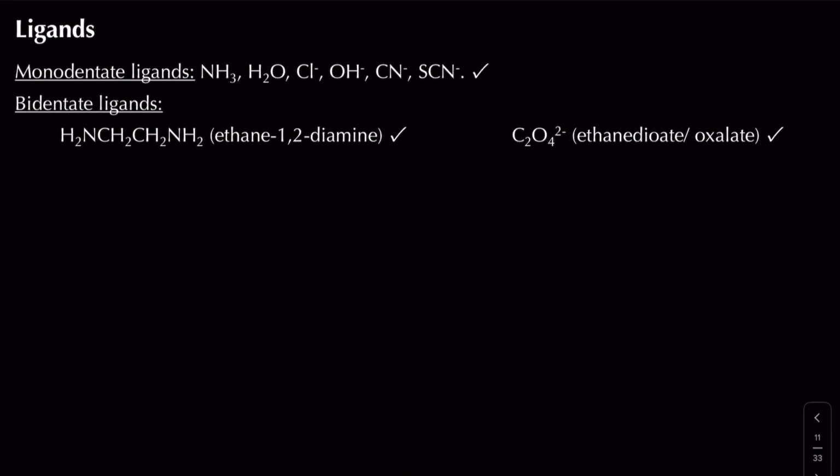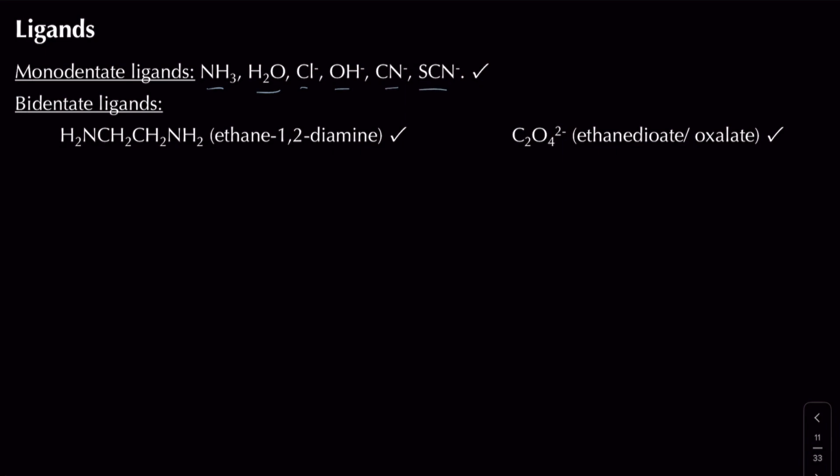Now in terms of our ligands, we need to be aware of some examples. The monodentate ligands can either be neutral like ammonia and water, where they don't contribute to the overall charge of the complex ion, or they could be charged, where you end up with chloride, hydroxide, cyanide and thiocyanate as well.